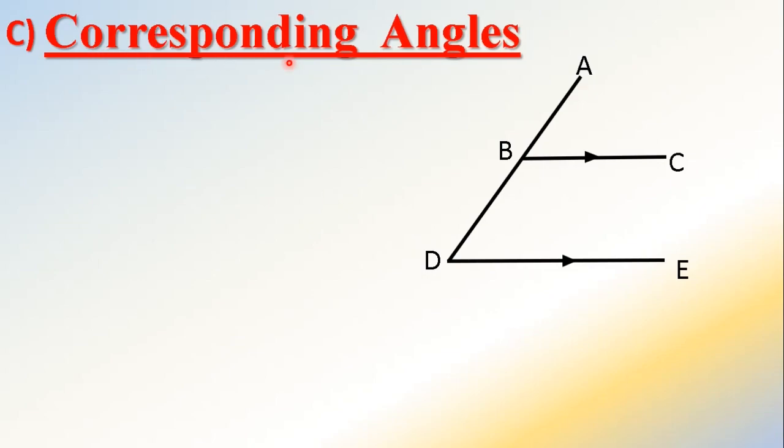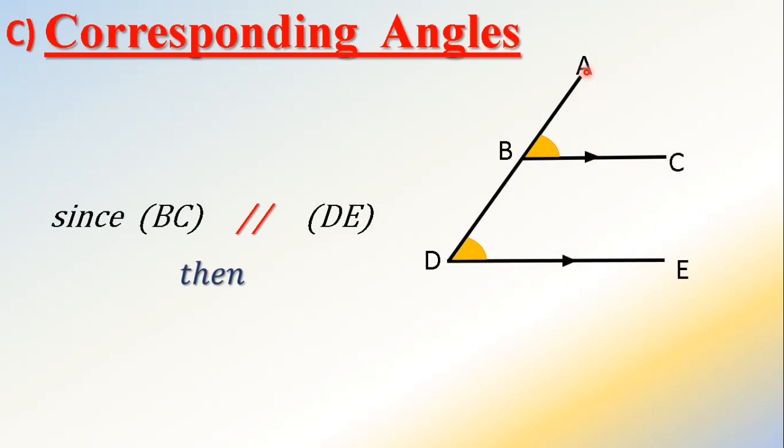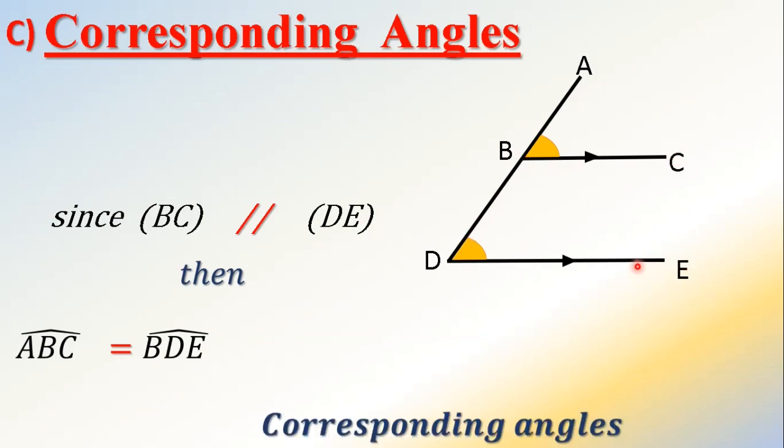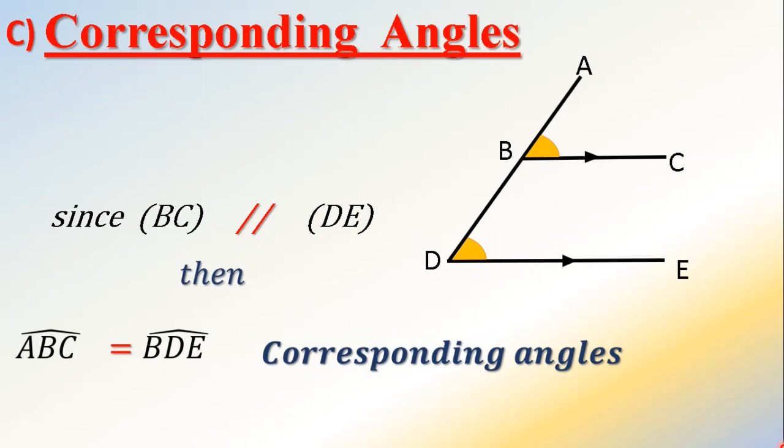Now let's talk about corresponding angles. What are corresponding angles? Actually, when a straight line intersects a pair of parallel lines, corresponding angles are formed. And corresponding angles mainly form letter F or T, and corresponding angles are equal. Now, can you write the corresponding angles in this figure? Yes, since BC is parallel to DE, we can say that angle ABC is equal to angle BDE, and the reason is corresponding angles.